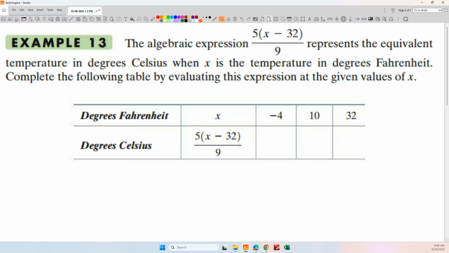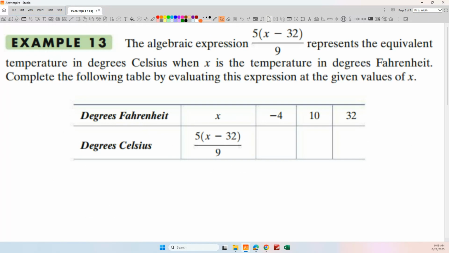So they give us an expression here, 5 times the quantity x minus 32 divided by 9, and that represents the equivalent temperature in degrees Celsius when x is the temperature in degrees Fahrenheit. Okay, so what are we doing when we complete this table? Like, what am I doing with the negative 4 here? I'm just substituting, aren't I?